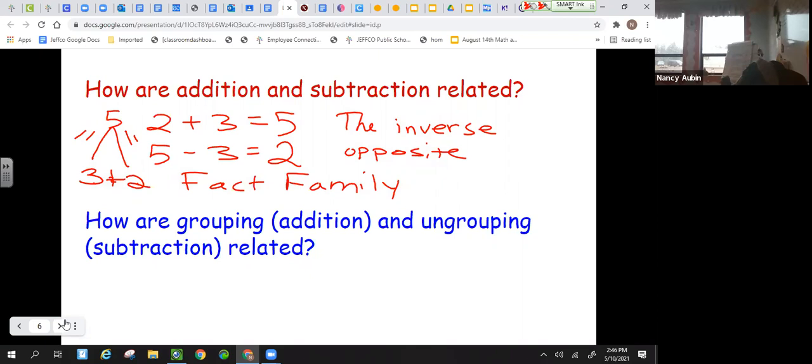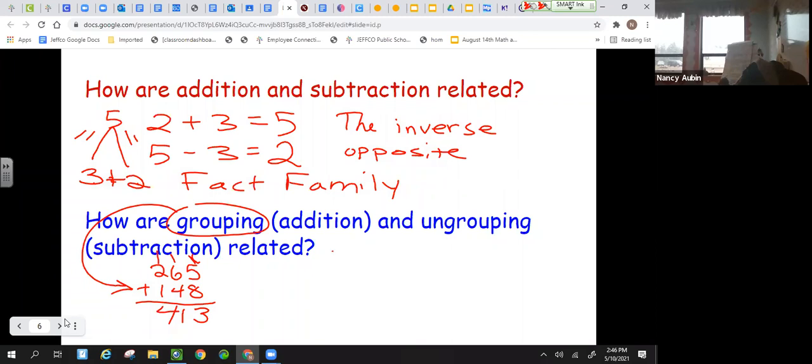When we are grouping in addition, say we have 265 plus 148. When I add 5 plus 8, I get 13. I make a new group in the tens place. 6 plus 4 plus 1 is 11. I make a new group in the hundreds place. This is making new groups. We call that grouping. How is that alike or related to ungrouping in subtraction?